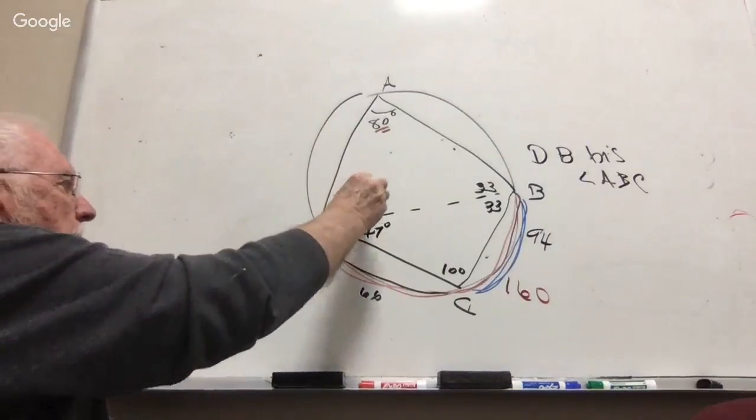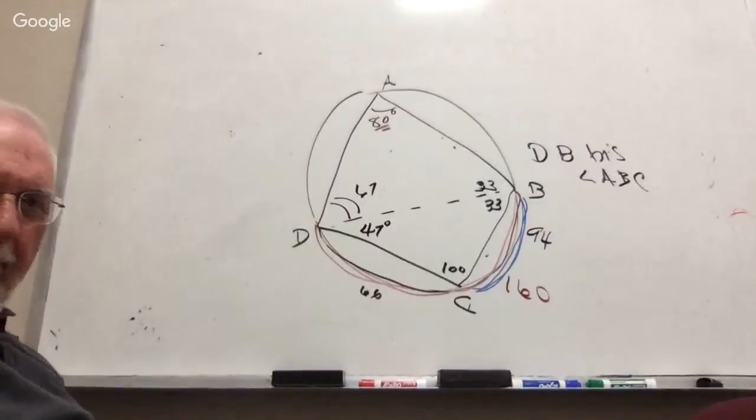Okay, so then we do 360 minus all of the above. Minus 180 minus 33 minus 80. And so that angle is going to be 67. You're right. Boom. Math.